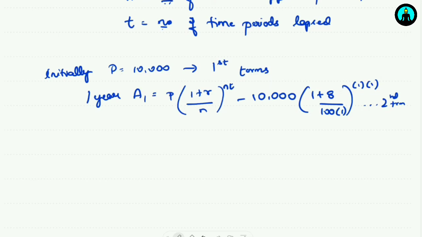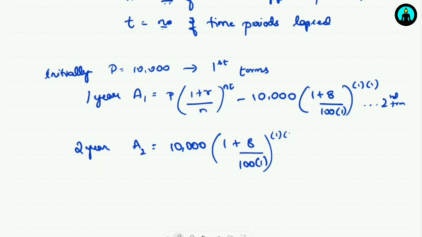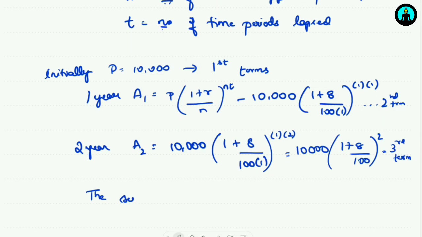And for the second year, A2 will be 10,000 into 1 plus 8 by 100 into 1, to the whole power of 1 into 2. So here 2 years have elapsed, that is why we take T equal to 2. So we can take this as the third term. Similarly, if it goes for the third year, fourth year, fifth year, each and every year the value of T will be changing. So for the third year the value of T will be 3, and for the fourth year the value of T will be 4.